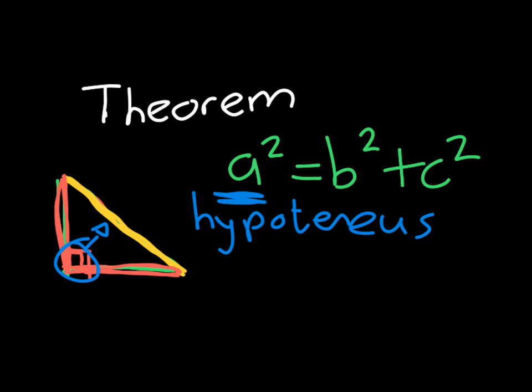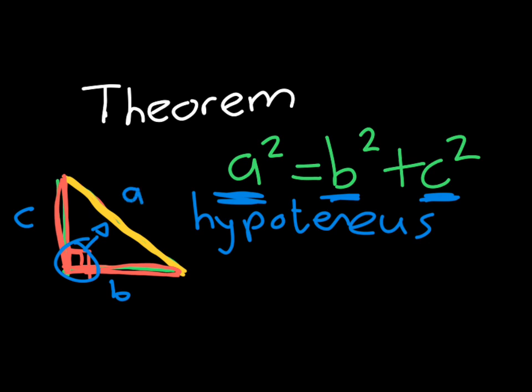So just to recap, the Pythagorean theorem tells us that the length of this longest side is equal to the sum of the smaller two sides squared. So we square the length of B, and we add it to C squared. So we find what the length of C is and we square it, and we find the length of B and we square that, and then we get A squared.